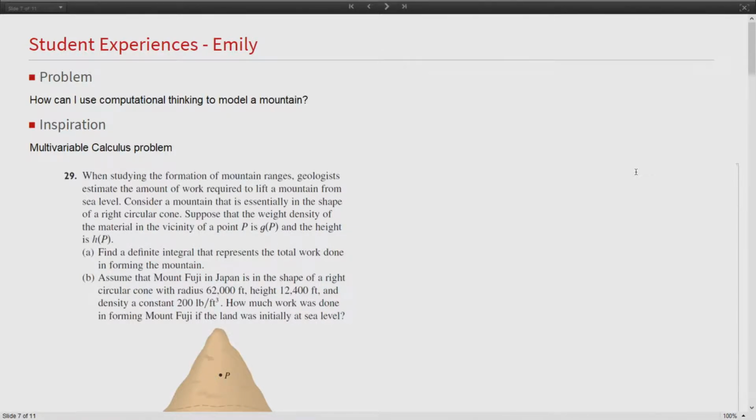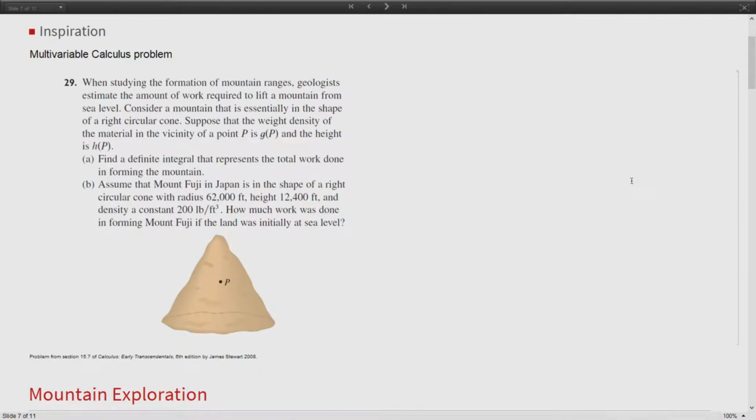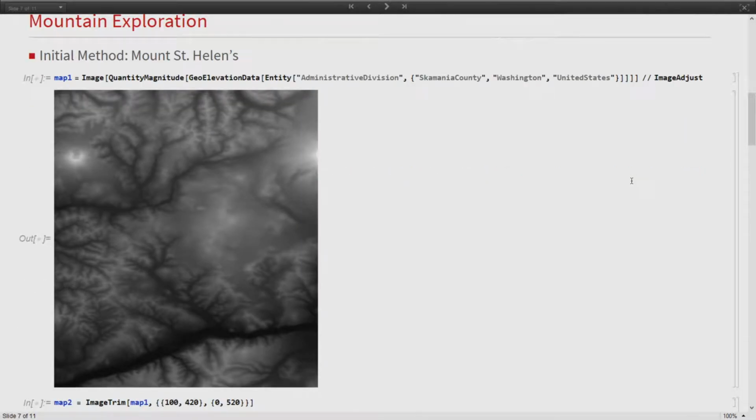And I wanted to incorporate something related to triple integrals. So I used a book problem, as you can see on the board. It was a very interesting problem, asking me to find how much work it would take to form a mountain, or specifically Mount Fuji. And so all was well. I used triple integrals and I solved the problem. But I wanted to be able to have the listeners be able to visualize this problem.